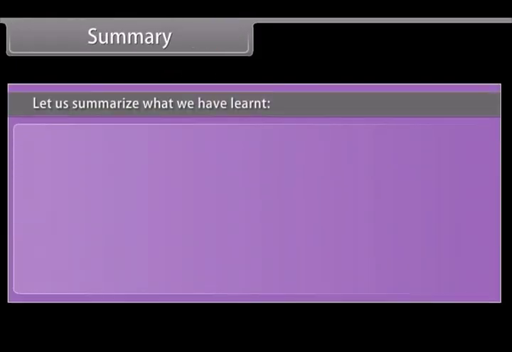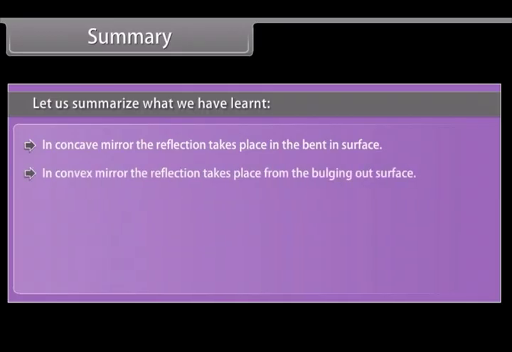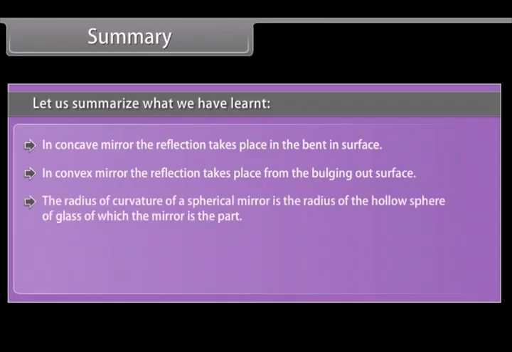Summary. Let us summarize what we have learned. In a concave mirror, the reflection takes place from the bent in surface. In a convex mirror, the reflection takes place from the bulging out surface. The radius of curvature of a spherical mirror is the radius of the hollow sphere of glass of which the mirror is a part.